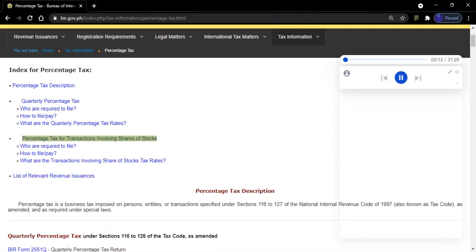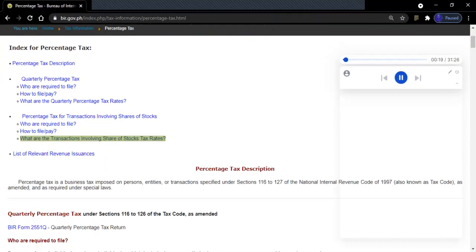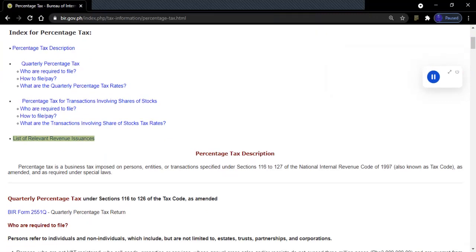Percentage tax for transactions involving shares of stocks. Who are required to file? How to file, pay. What are the transactions involving share of stocks tax rates? List of relevant revenue issuances.